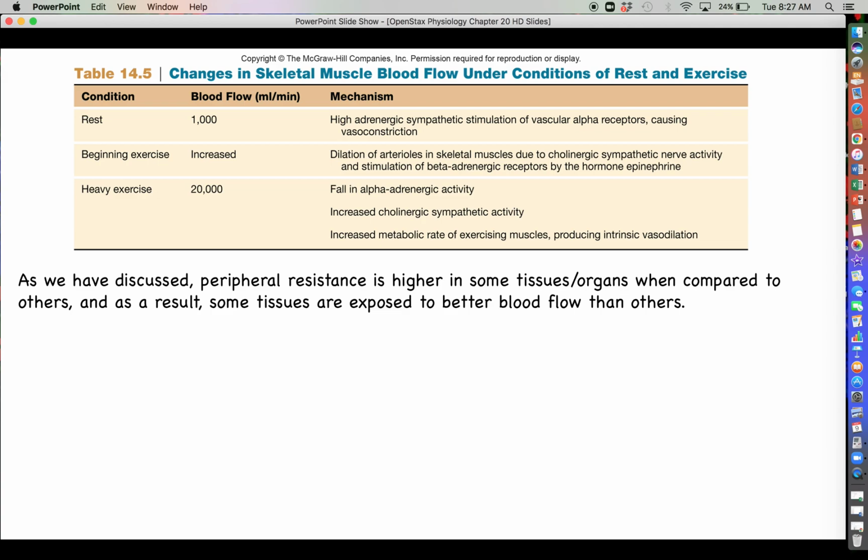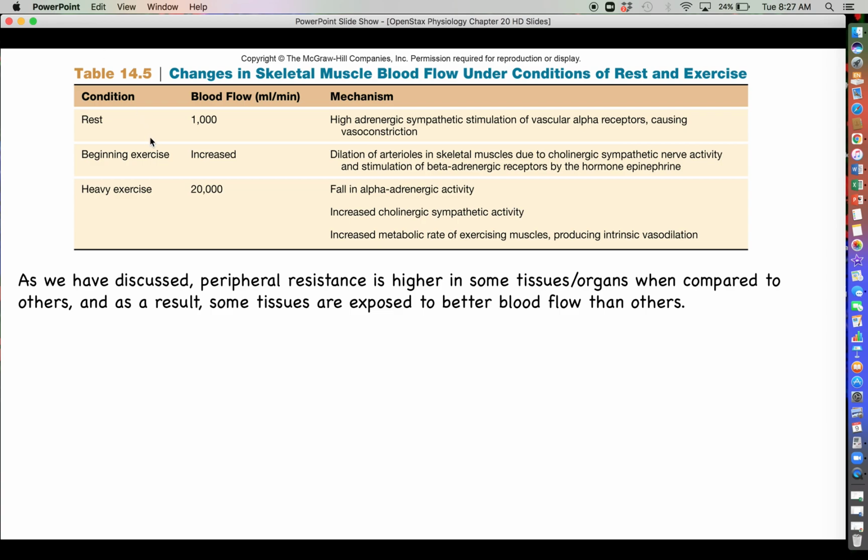Okay, so let's start to talk about how blood flow can change to different tissues in the body when you go from a state of rest to a state of either stress or exercise or something associated with the fight or flight response. So we've discussed how peripheral resistance in some tissues and organs is just different compared to others, and as a result, some tissues get a better supply of the blood than others.